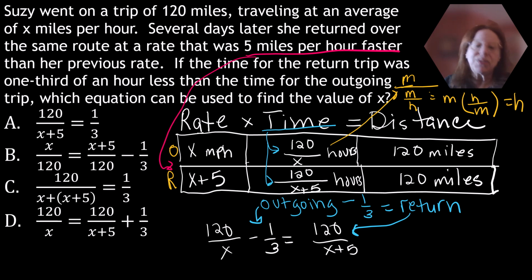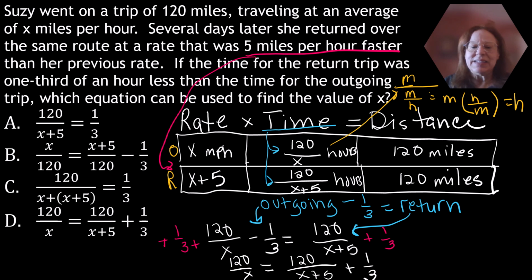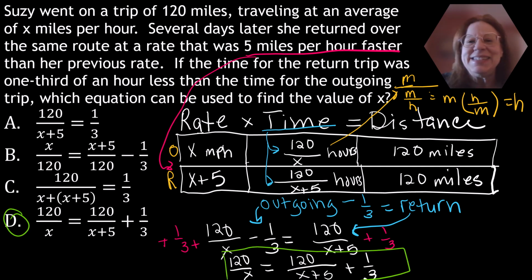So let's add 1/3 to both sides. And we get 120 over X equals 120 over X plus 5 plus 1/3, which looks just like D, and D is the answer.